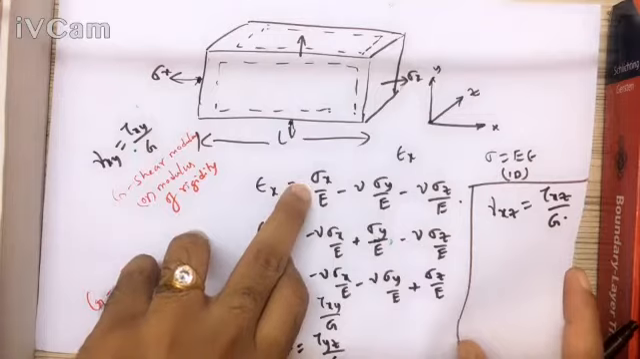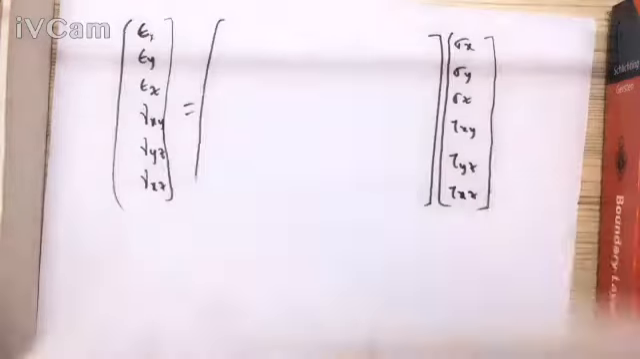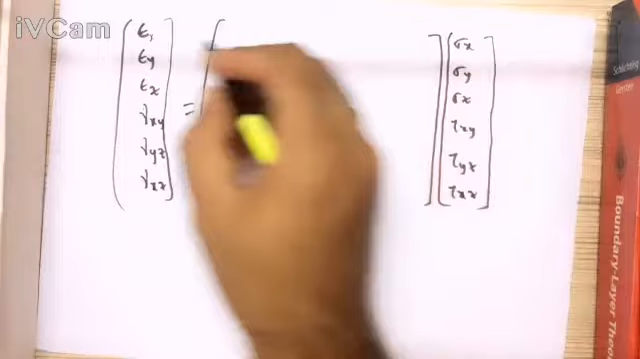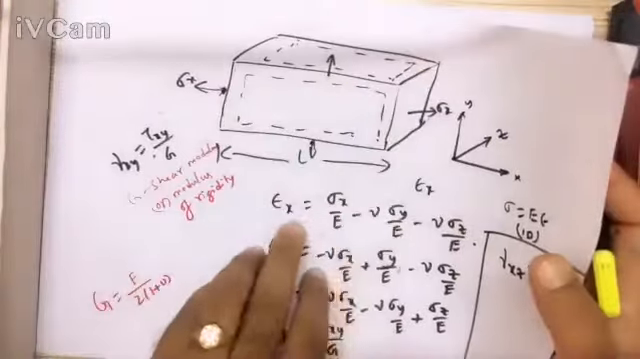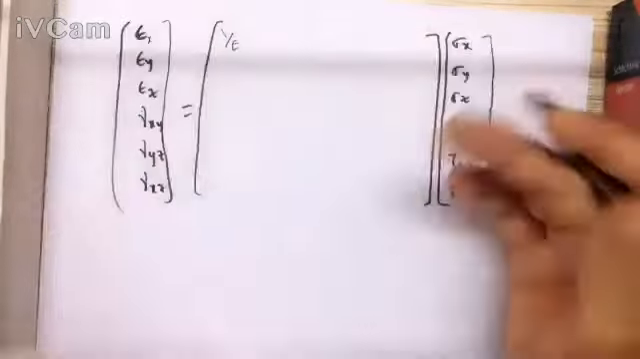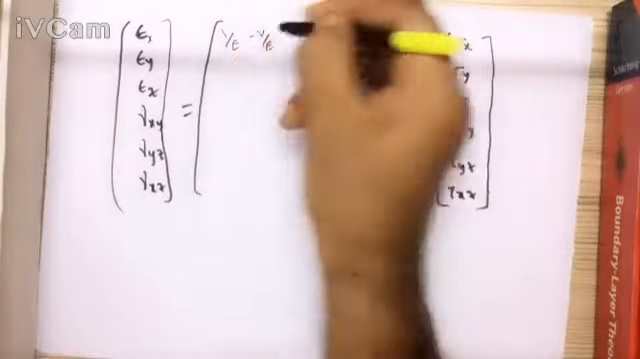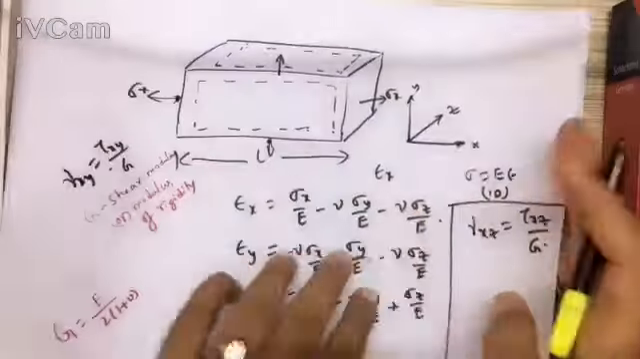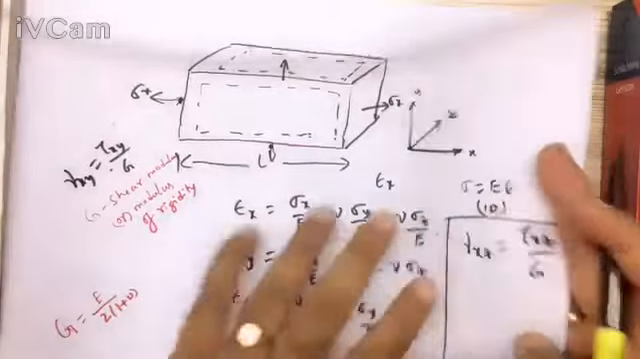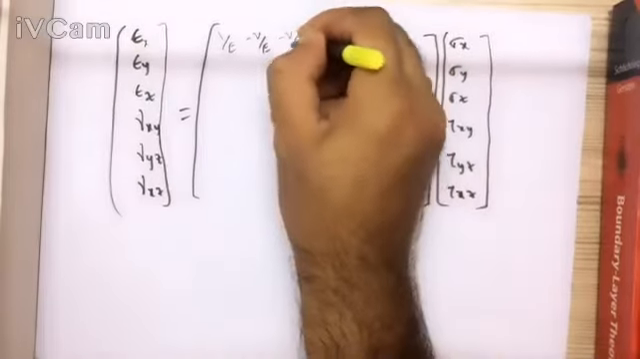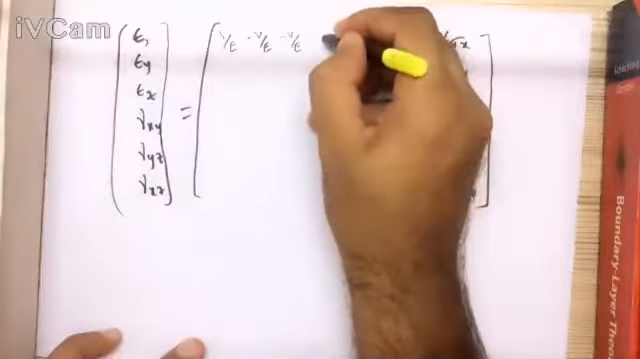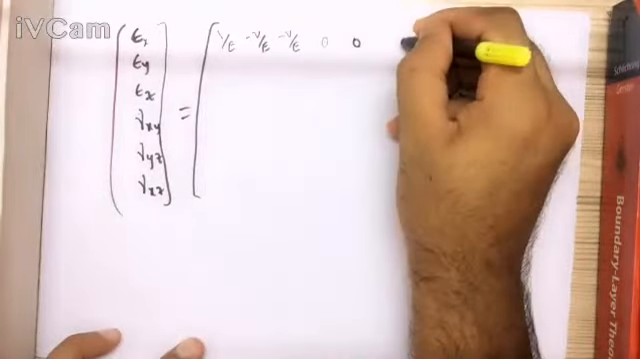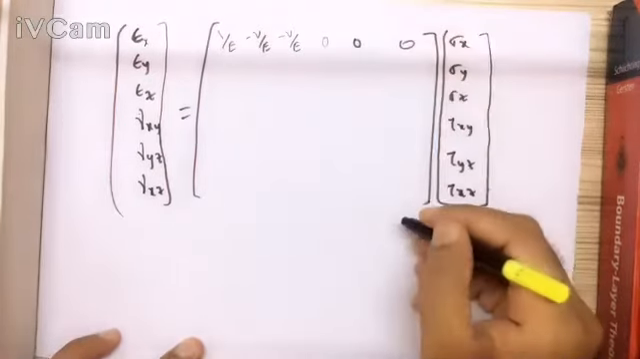So the coefficient of sigma x in epsilon x is 1 by E. What about sigma y? The coefficient of sigma y in epsilon x is minus nu by E. What about sigma z? The coefficient of sigma z in epsilon x is minus nu by E. I do not have tau xy, tau yz, tau xz terms in epsilon x, so all become 0, 0, 0.